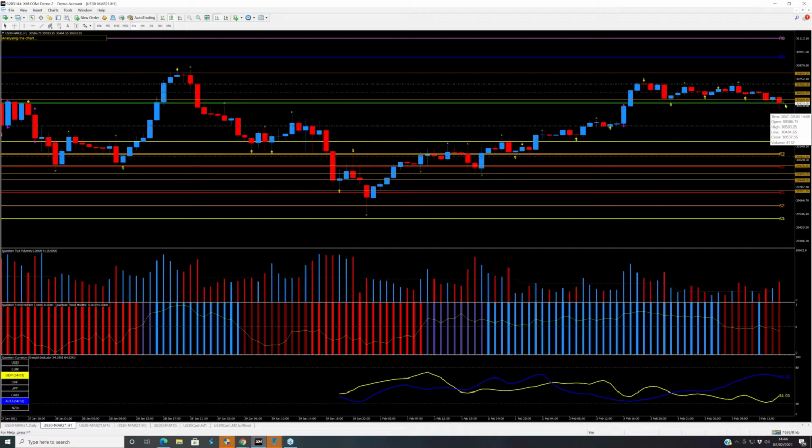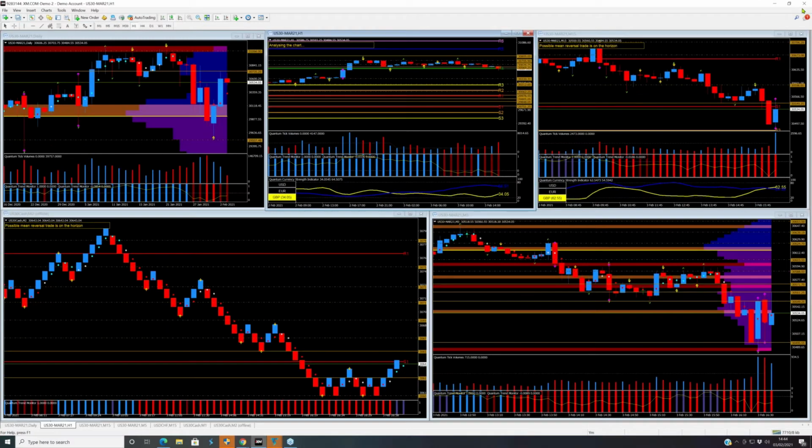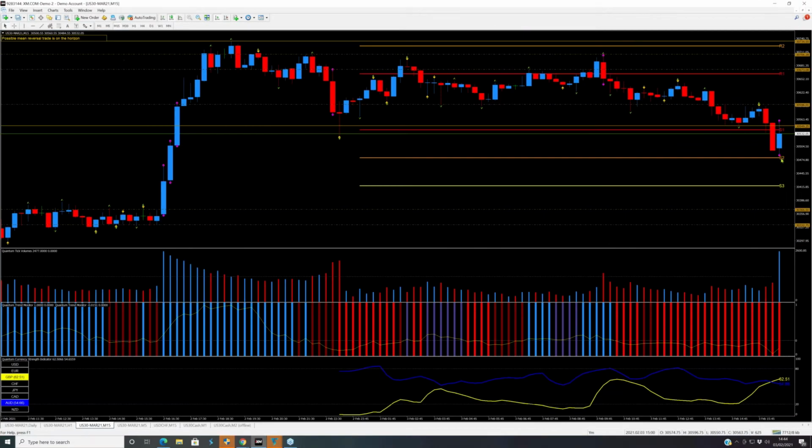Now, if this goes through, where is it logically going to head for? Well, the logical point on the hourly chart is down here. The trend monitor is starting to transition to red. It's in between color. So looking at the hourly chart, looking at the 15-minute, where are we?